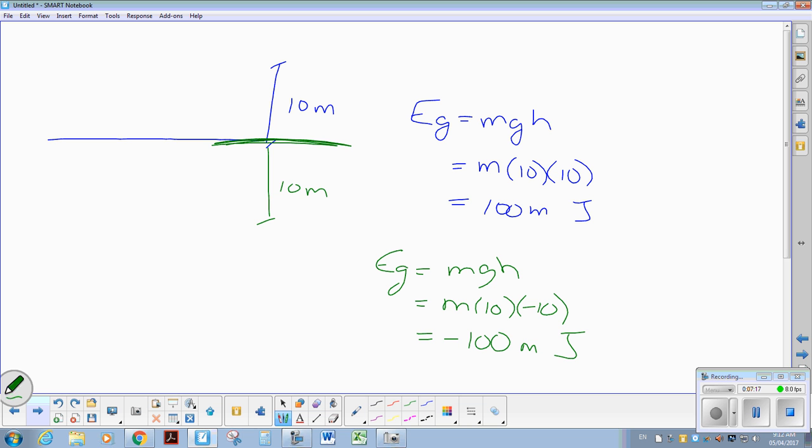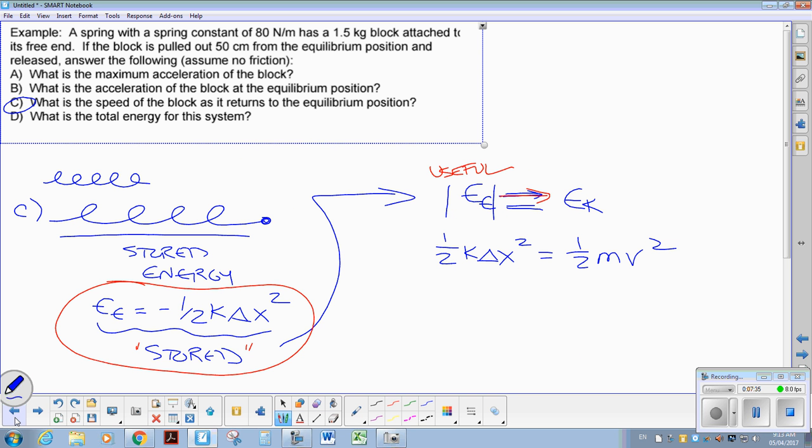So it indicates that we've moved to the opposite side of our reference point versus being on the positive side of our reference point. The difference being, you can't store energy with a height difference, so it never really came up in the grade 11 course. With springs, they have the ability to store that energy if they're stretched or compressed.